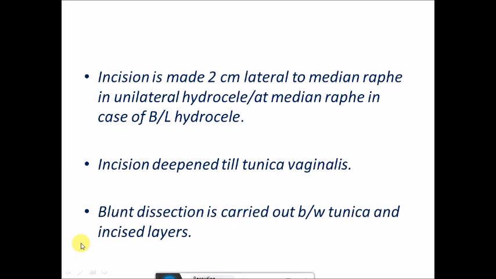Incision is made 2 cm lateral to the median raphe in unilateral hydrocele, or at the median raphe in case of bilateral hydrocele, so we can have access to both the scrotal sacs. Now incision is deepened till the tunica vaginalis, which is filled with the fluid. Now blunt dissection is carried out between the tunica and the incised layers. I'll show you.